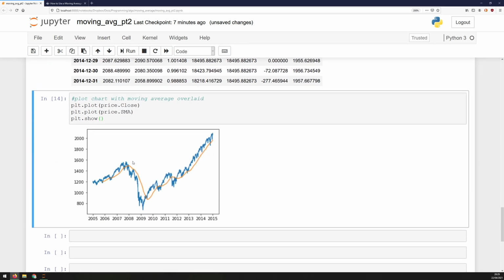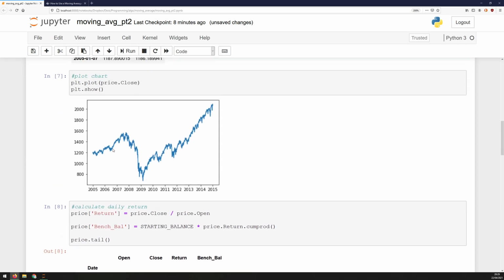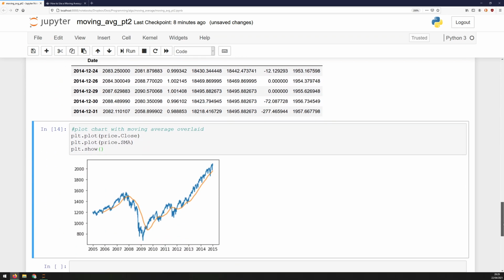So I've got the previous price data. Now you can compare that to what I had before. It's exactly the same information, but on top of it, I have this new orange line, which is the moving average. Now notice that it doesn't start right at the beginning. And the reason for that is this needs 200 days worth of data before we can calculate anything. So for those first 200 days, there are no values in it. Only after that does it start to have enough information to be able to calculate something.